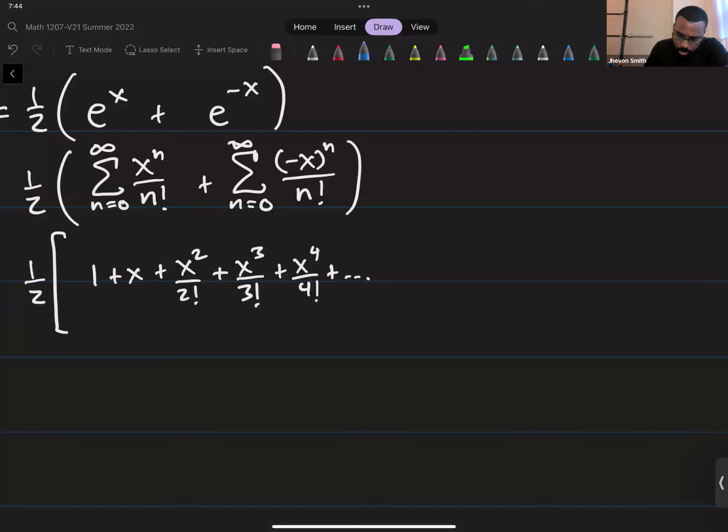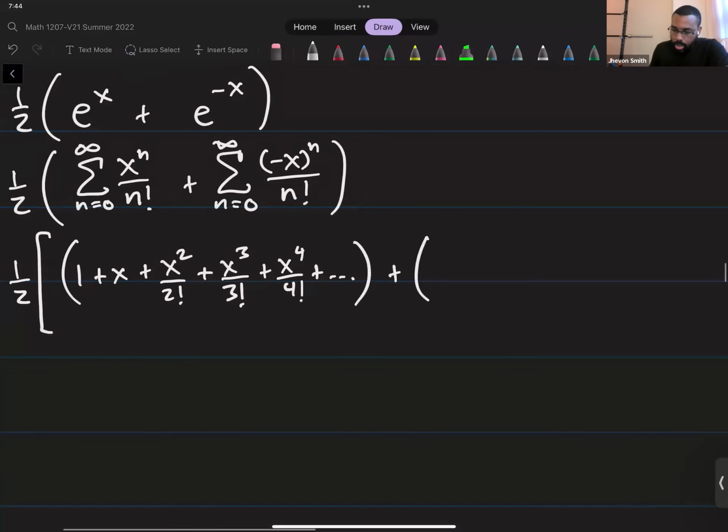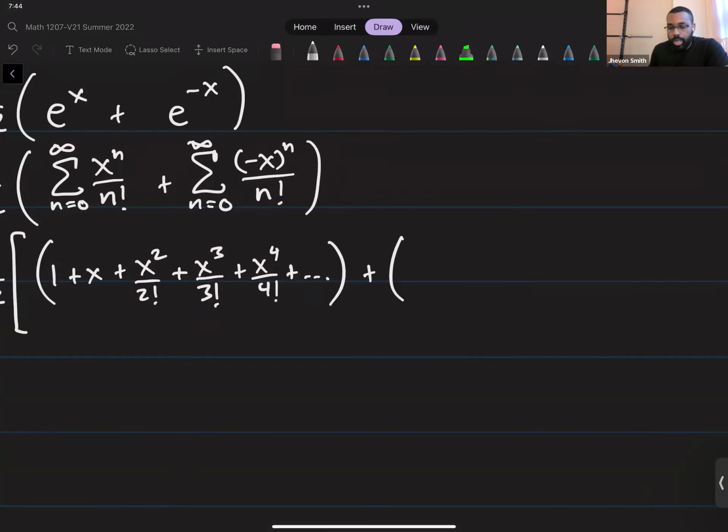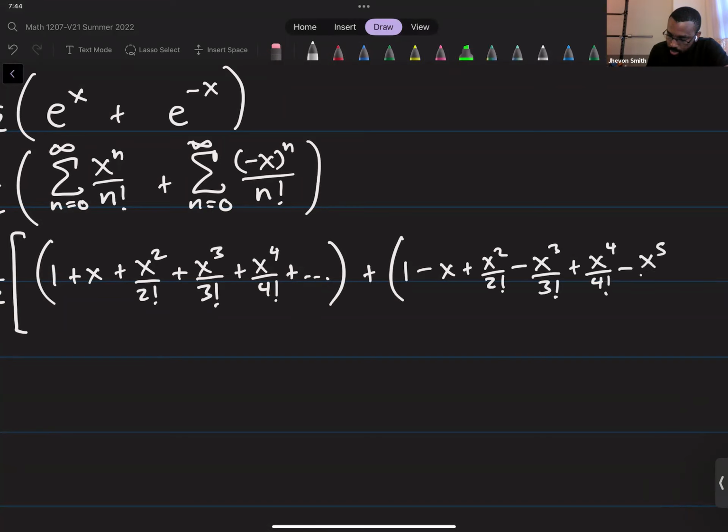This one, because it's minus 1 to the n, it's going to be negative on all odd n values. So it's going to be 1 minus x plus x squared over 2 factorial minus x cubed over 3 factorial plus x to the 4th over 4 factorial minus x to the 5th over 5 factorial plus and so on.